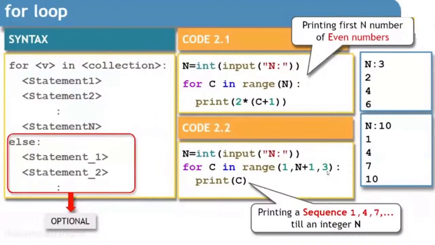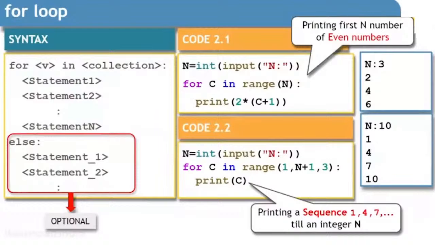So the first value will be 1, and the second value with the gap of 3 will be 4. The third value with the gap of 3 will be 7, and the fourth value with the gap of 3 is 10. So these 1, 4, 7, 10 values are printed here. So here this is the gap, this is the final limit, and this is the initial starting point. So this way for loop works.